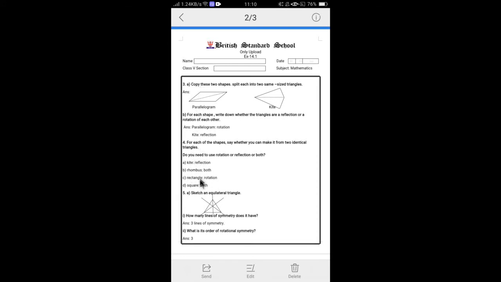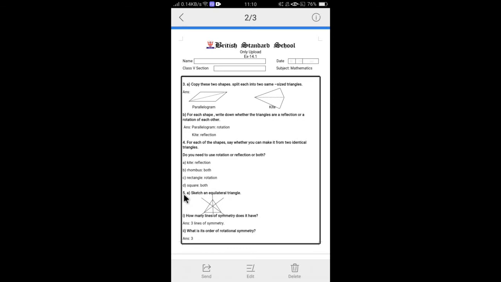Parallelogram and rectangle, as you can see, their sides are not equal. So we can say this works by rotation. After cutting the triangles, you can find them in the opposite way. By rotation we can join the triangles.